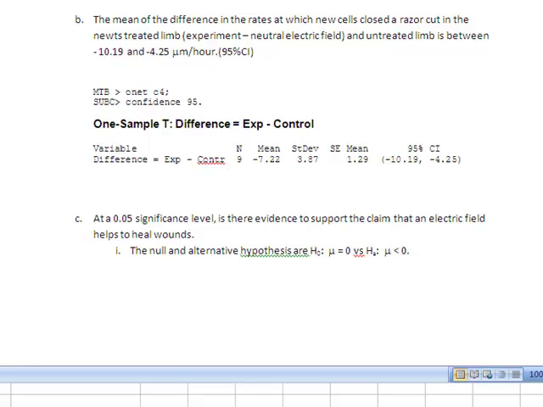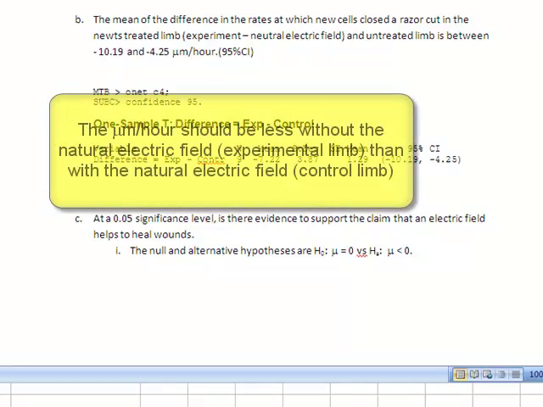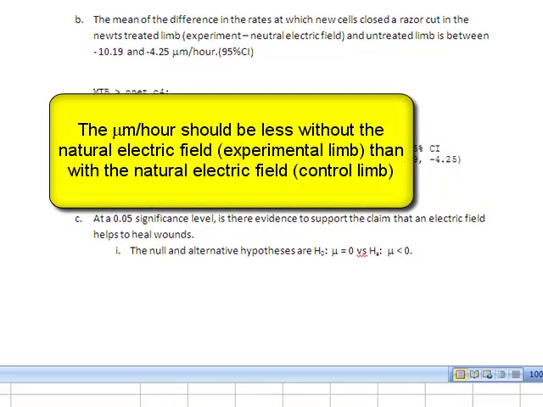Now, Part C is doing the hypothesis test. It says at a 0.05 significance level, is there evidence to support the claim that the electric field helps to heal wounds? If the electric field helps to heal wounds, that means our differences should be negative. So that's what we're testing. That's why, when I wrote down the null and alternative hypotheses, I have that the differences are 0. That means it doesn't make a difference if we have this electric field or not. But the alternative is saying that the difference between the experimental leg and the control leg, when I take that electric field away, the healing is smaller than when I have my natural electric field. So those differences should be negative, the way that I hooked up my differences in MINITAB.